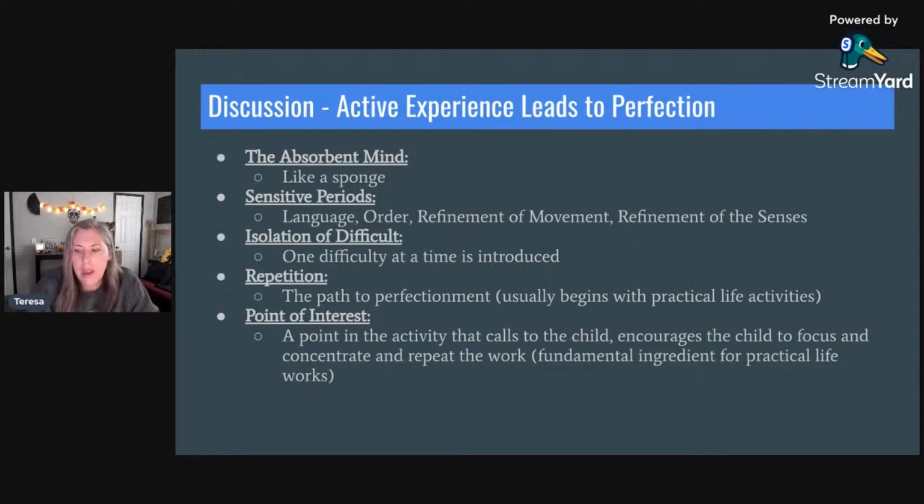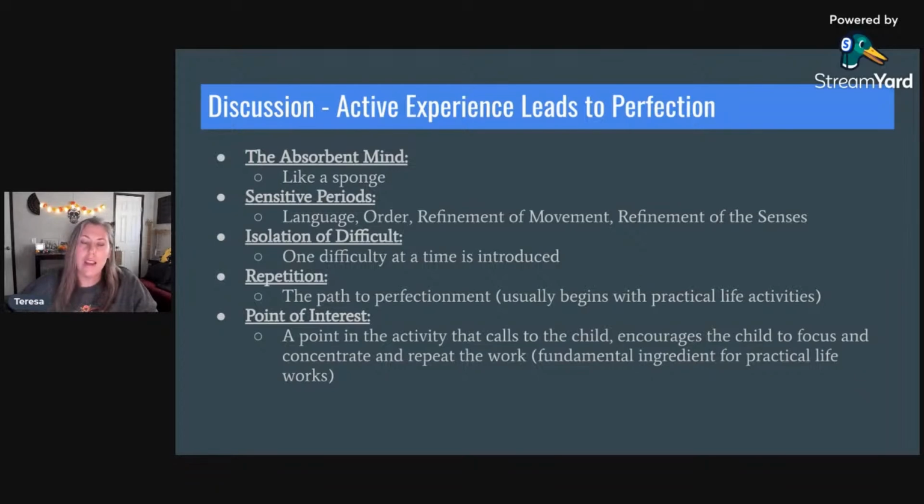For example, the child will absorb language very easily. The child can absorb language in a way that he won't be able to do later on in life. So if you see a 3-year-old child learning 2 or 3 languages at a time and being proficient in it, that's the absorbent mind, right? There's a sensitive period for language in that 0 to 6 environment. And if we invest in that and enrich that during this time period, the child is going to retain it easily and they won't have to work as hard later on.